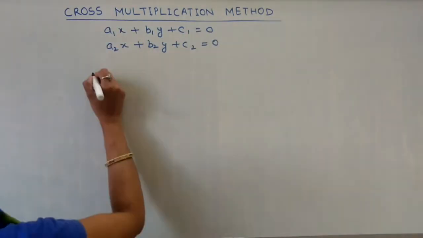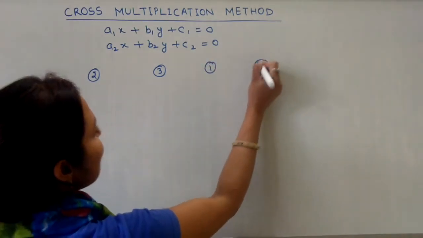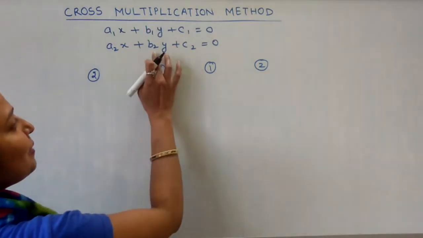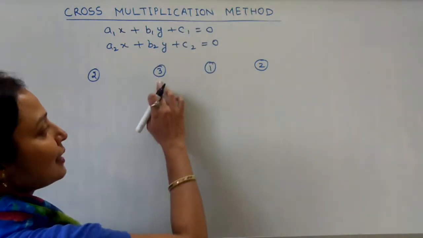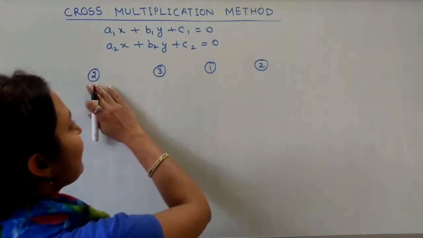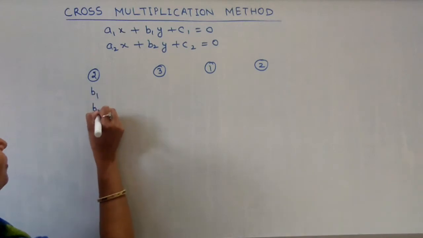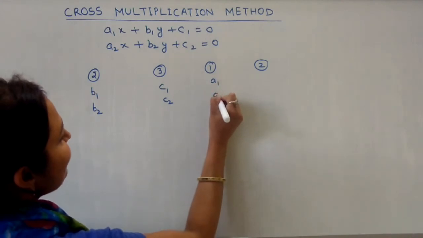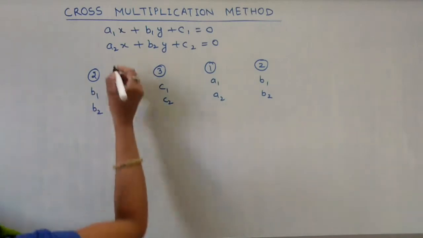We always write 2 3 1 2. What is this 2 3 1 2? 2 means the coefficient of y, that is present at the second term. This is present as the third term. This is the constant term, that is the third term. Now a1 and a2, the coefficients of x, is the first term, and then we repeat the second term again. Okay, like this b1 b2, this c1 c2, this a1 a2, then b1 b2, right? So this is the way how we can solve.